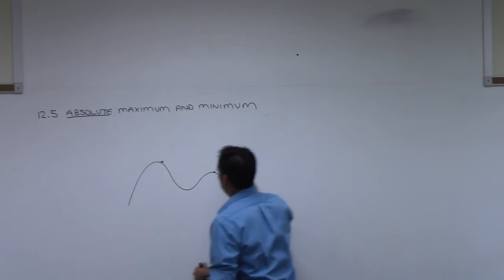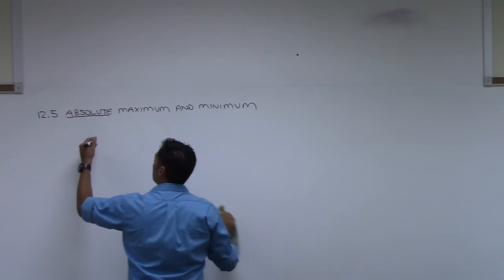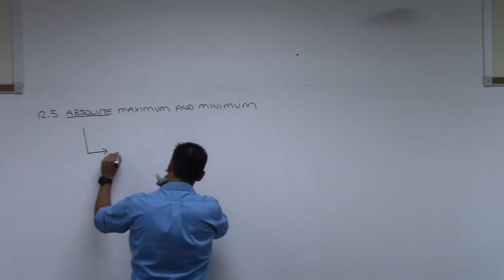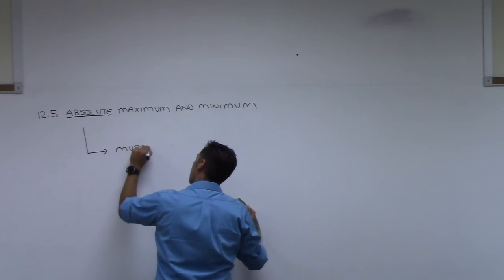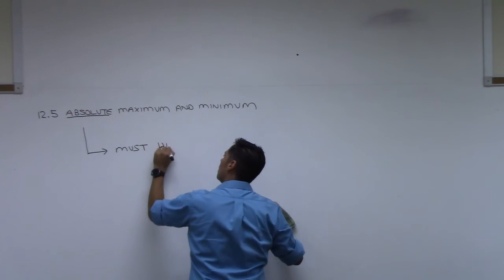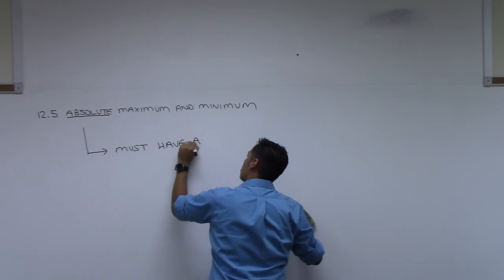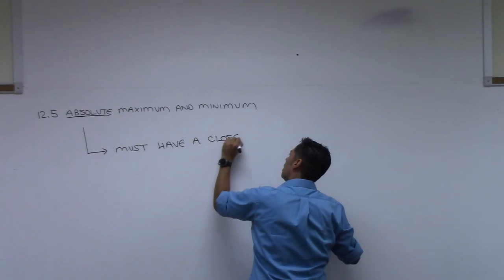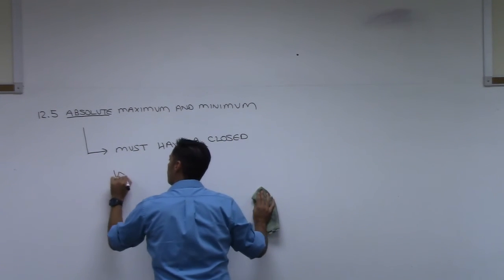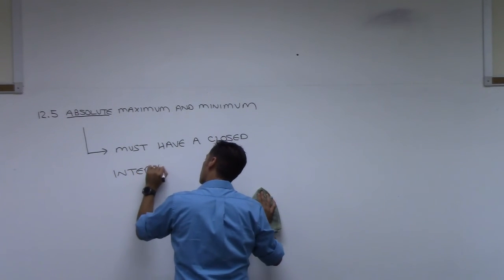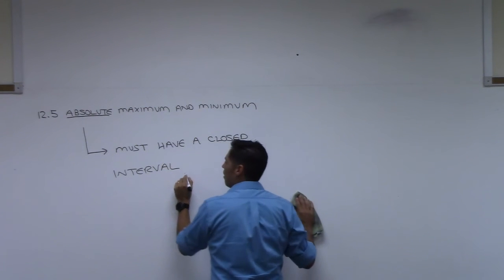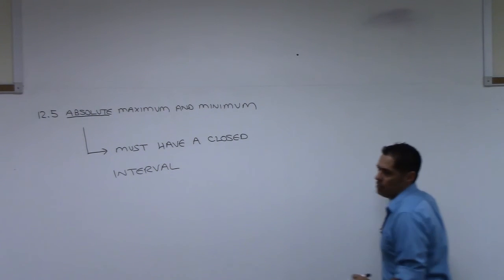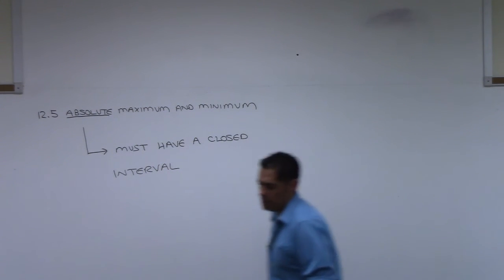Okay, here's what we need. To be able to find the absolute max and min, we must have a closed interval. Now, what do I mean by this? So let me give you an example.